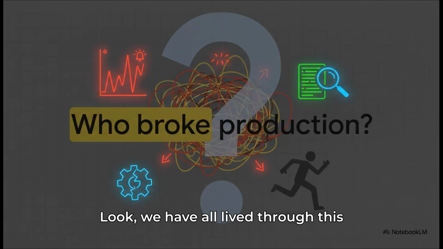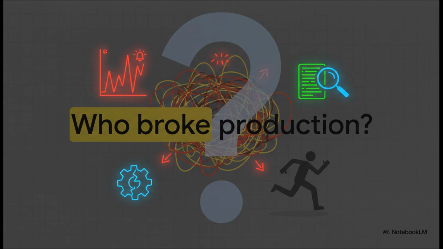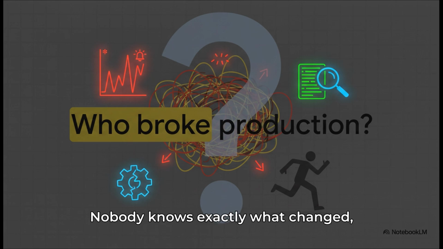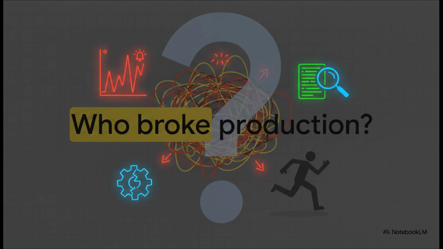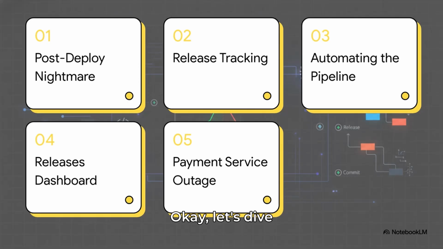Look, we have all lived through this universal nightmare, right? You push a brand new deployment to production, you're feeling great about it, maybe grabbing a coffee, and then 10 minutes later, errors are just massively spiking. Customer support is lighting up, the app is crashing, and the absolute worst part, nobody knows exactly what changed, and nobody knows who to talk to. You are flying completely blind, the panic sets in, and you realize you're about to spend the next 3 hours doing literal log archaeology. Okay, let's dive into this and solve it.